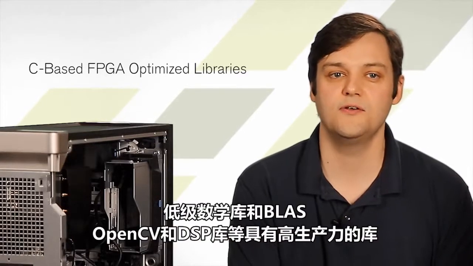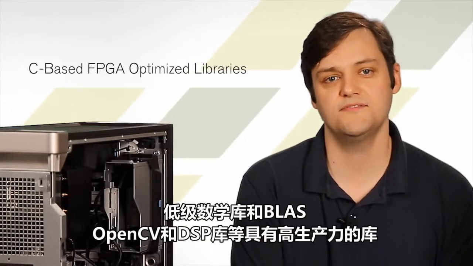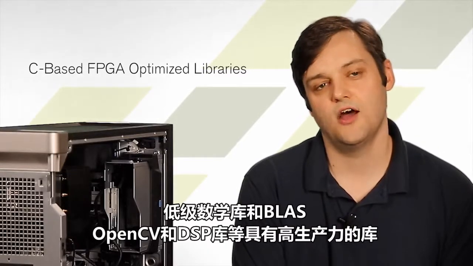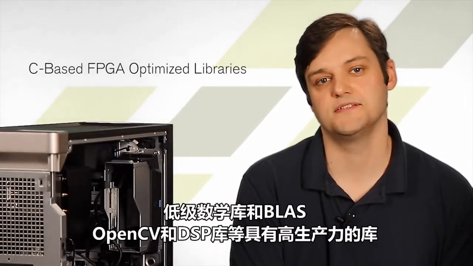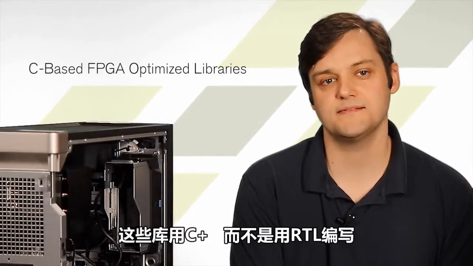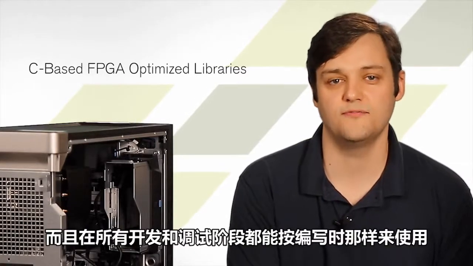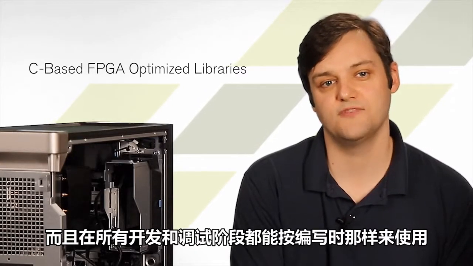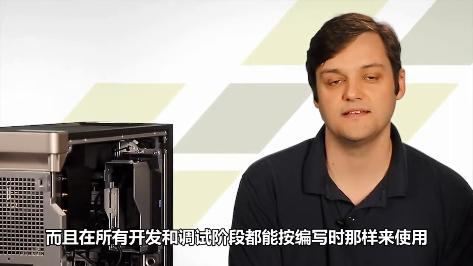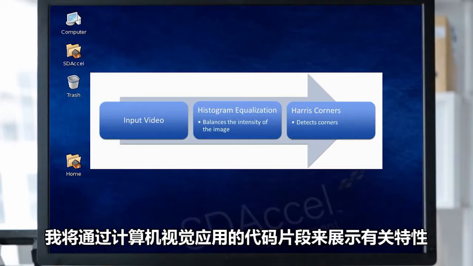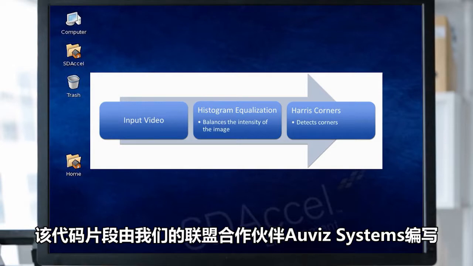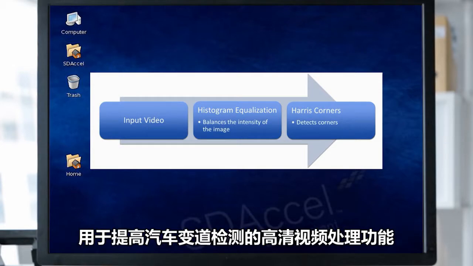SDAccel provides C-based FPGA-optimized libraries to enable CPU-GPU developers to easily migrate their applications to FPGAs, whilst maintaining and reusing their OpenCL C and C++ code in a familiar workflow. These libraries include low-level math libraries and higher productivity libraries, such as BLAS, OpenCV, and DSP libraries. They're written in C++ as opposed to RTL, so they can be parameterized from software functions and can be used exactly as written during all development and debugging phases.